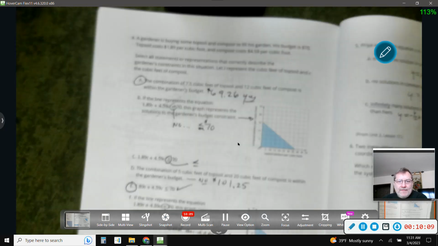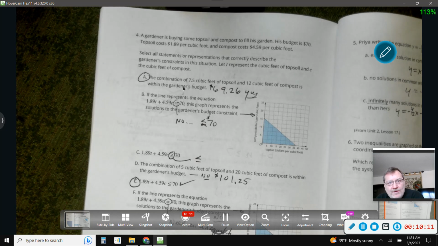All right. So in A, I went through and I said, okay, I'm going to take 7.5 cubic feet of topsoil, multiplied by 1.89. Take 12 cubic feet of compost, multiply it by 4.59. And I come up with $69.26. So yes, that combination works.